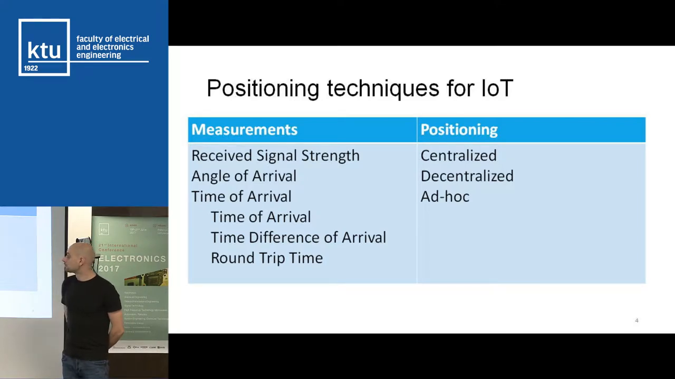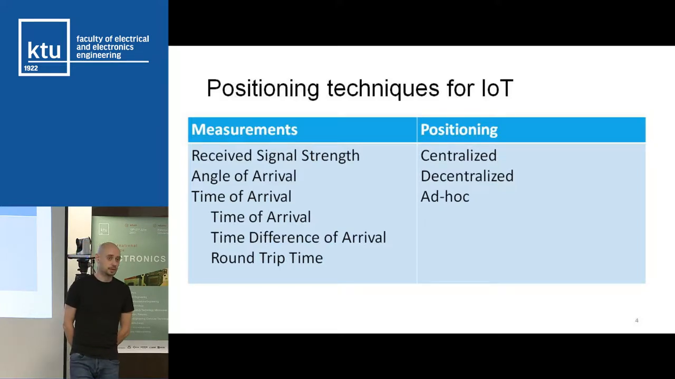The main approaches to solve this problem: first is received signal strength, and right now the conclusion is that if anyone advises you to do something with received signal strength, you should smile and back away from that person, because it's not really useful unless it's a kind of proximity indication. Then we have angle of arrival, but for that we need more sophisticated antennas and signal processing. So for Internet of Things this one is also not really applicable right now.